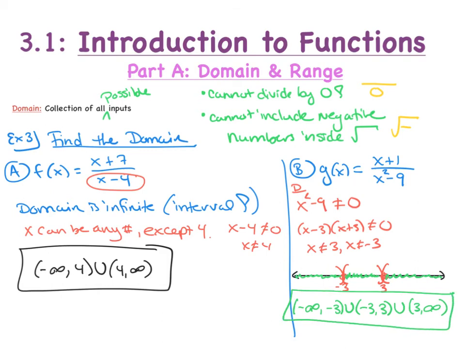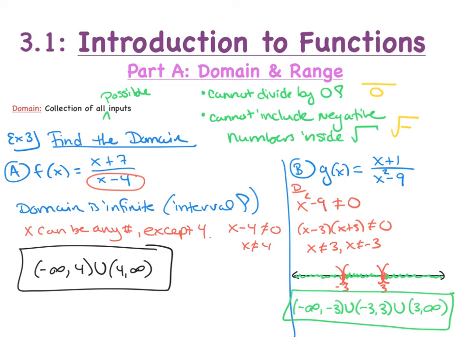And translating that into English one more time, x can be any number smaller than negative 3, skip negative 3. X can be any number between negative 3 and positive 3, skip positive 3. And then x can be any number bigger than 3.